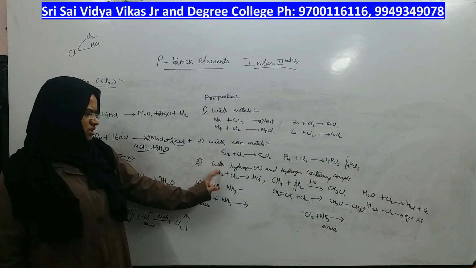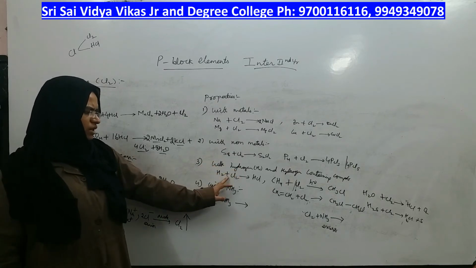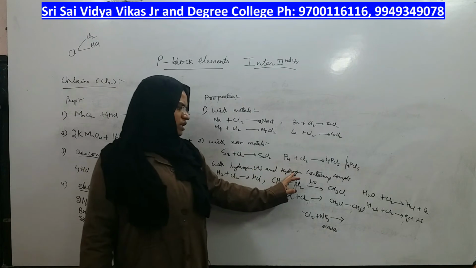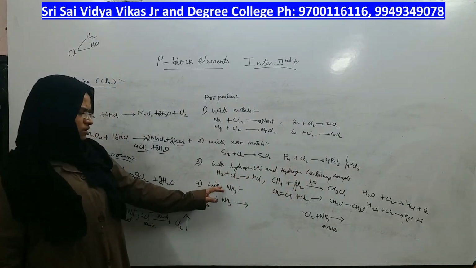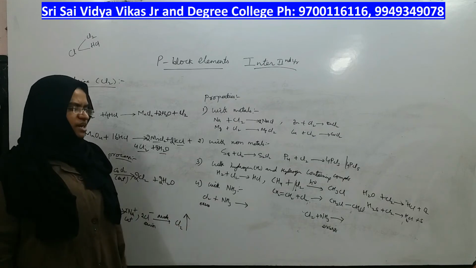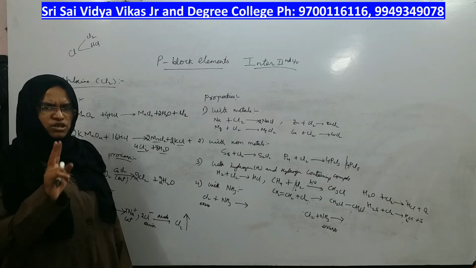These are the reactions. The third type of reaction is how chlorine reacts with only hydrogen or how chlorine reacts with hydrogen containing compounds. What is the next property of chlorine? It is how it reacts with ammonia. Chlorine can react with ammonia in two different ways.